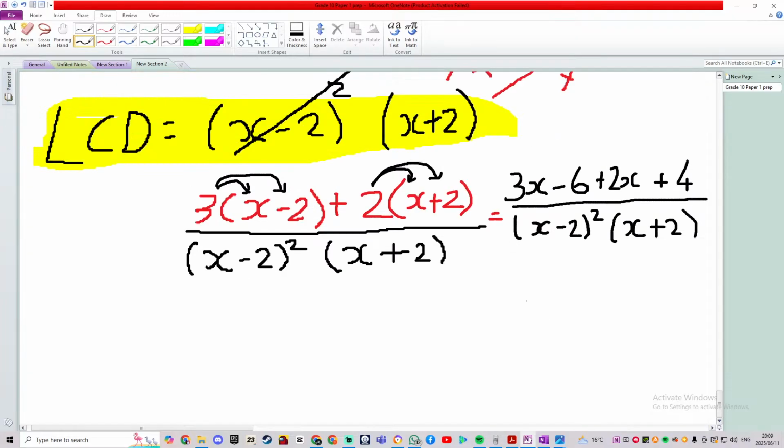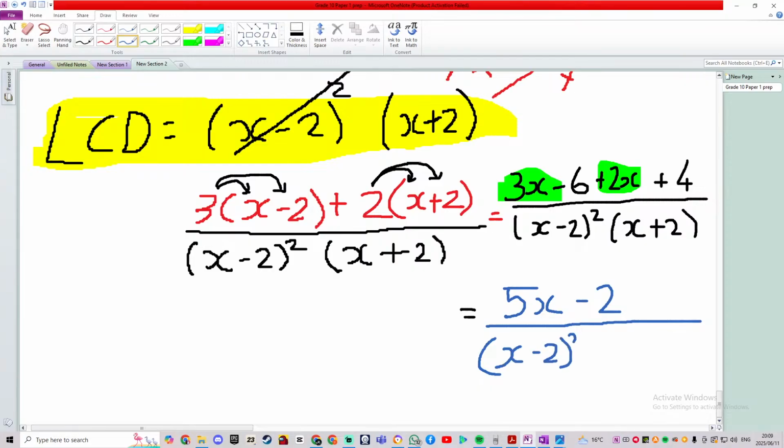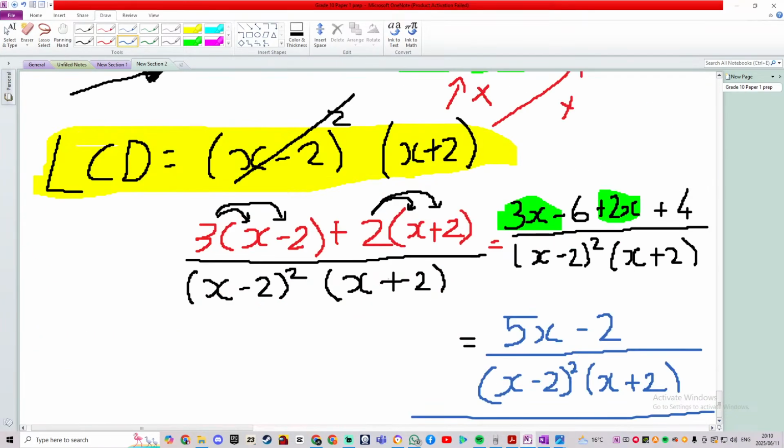Okay. So now you still have like terms on the top there. I'm just going to highlight the like terms for you. That one and that one are like terms. So then I'll just write the final answer in blue. 5x, because 3x plus 2x. Minus 6 plus 4 is minus 2. All of that over x minus 2 squared, brackets x plus 2, close bracket. Done. I hope that you guys understood that. Okay, let us move on to the next question.